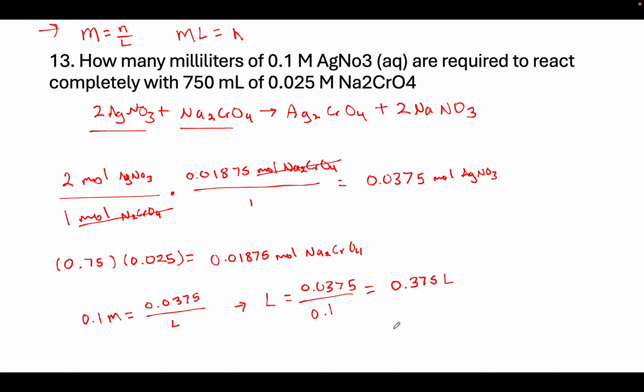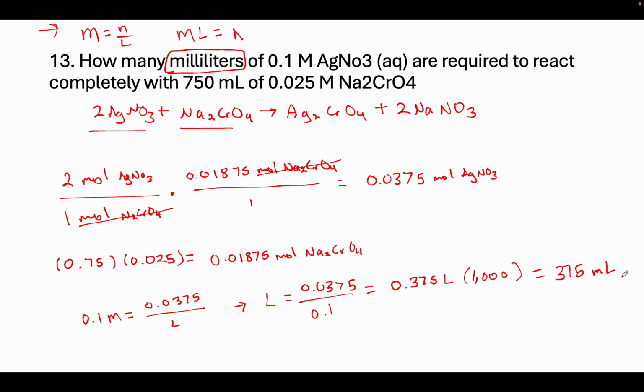I would just leave it like this. Oh, never mind. We have to put it in milliliters because that's what the question says. How many milliliters? Remember, we just multiply times 1,000, and we get 375 milliliters. That's it. All right.